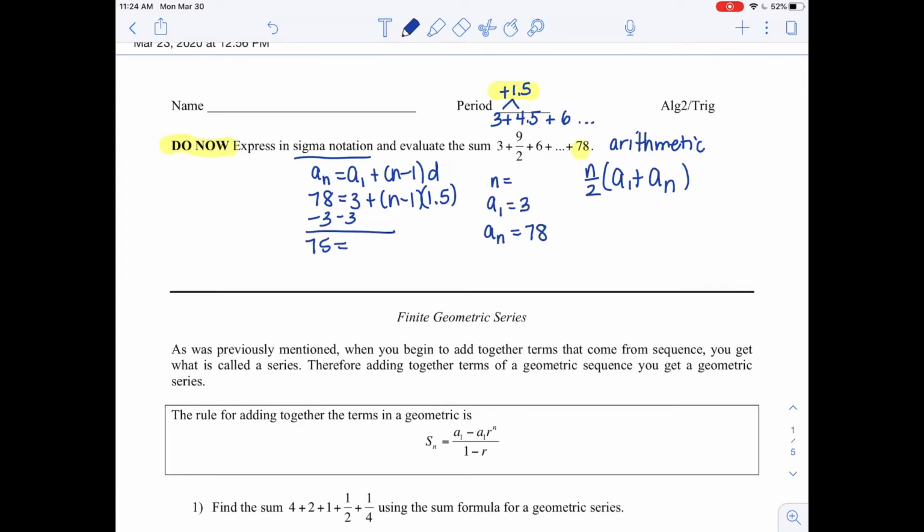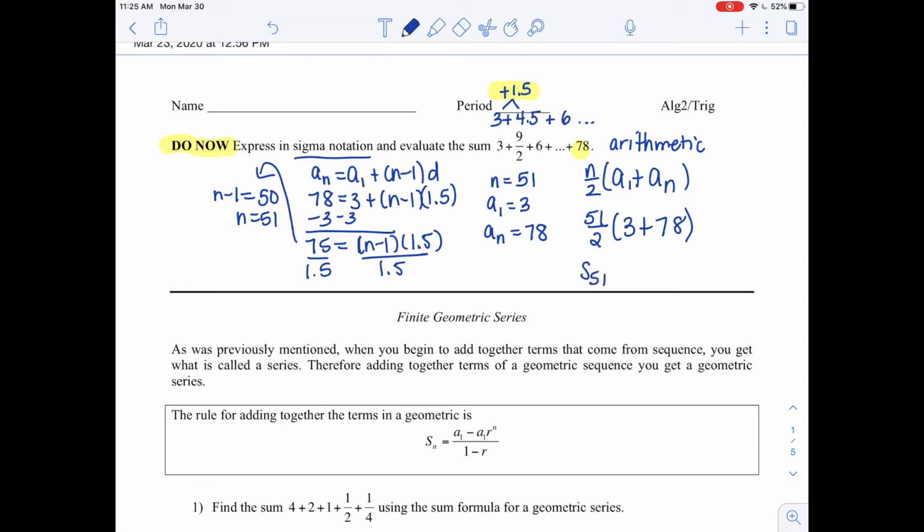Okay, so if I start solving this, if I subtract 3 from both sides, I get 75 is equal to n minus 1 times 1.5. Divide both sides by 1.5, and you'll find out that n minus 1 is equal to 50. So therefore, n is equal to 51. So I now can finish the calculation for finding the sum. That would be 51 divided by 2 times 3 plus 78. And in this case, that comes to be a sum.